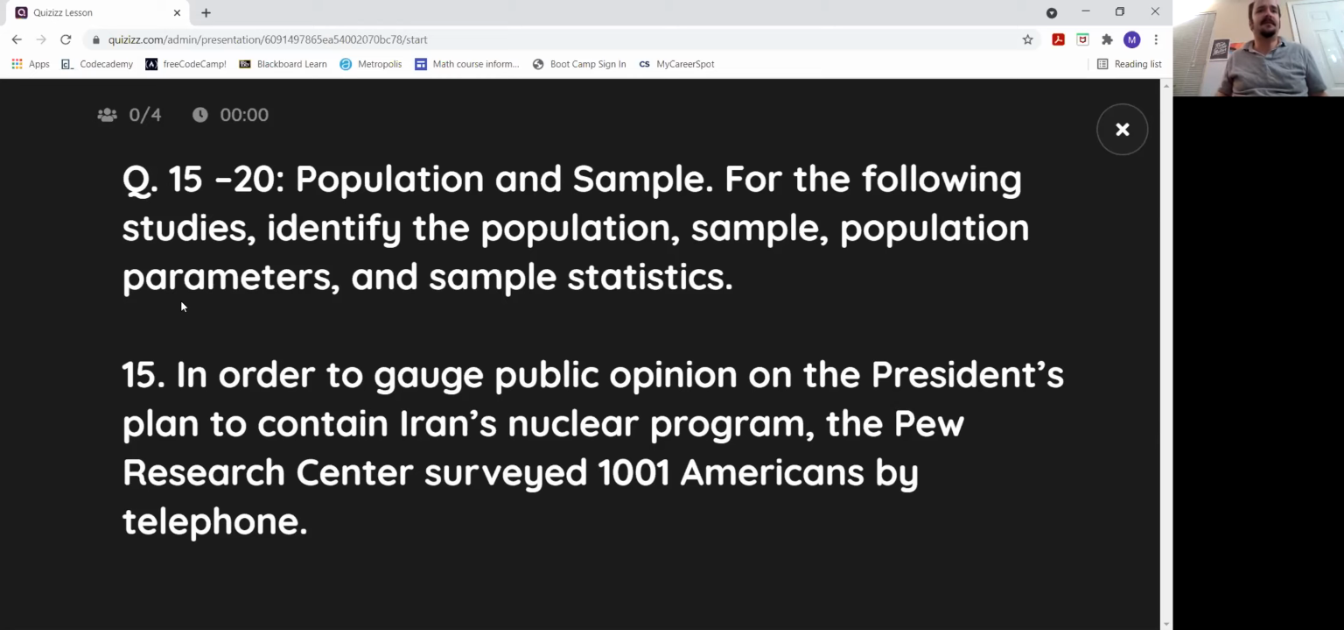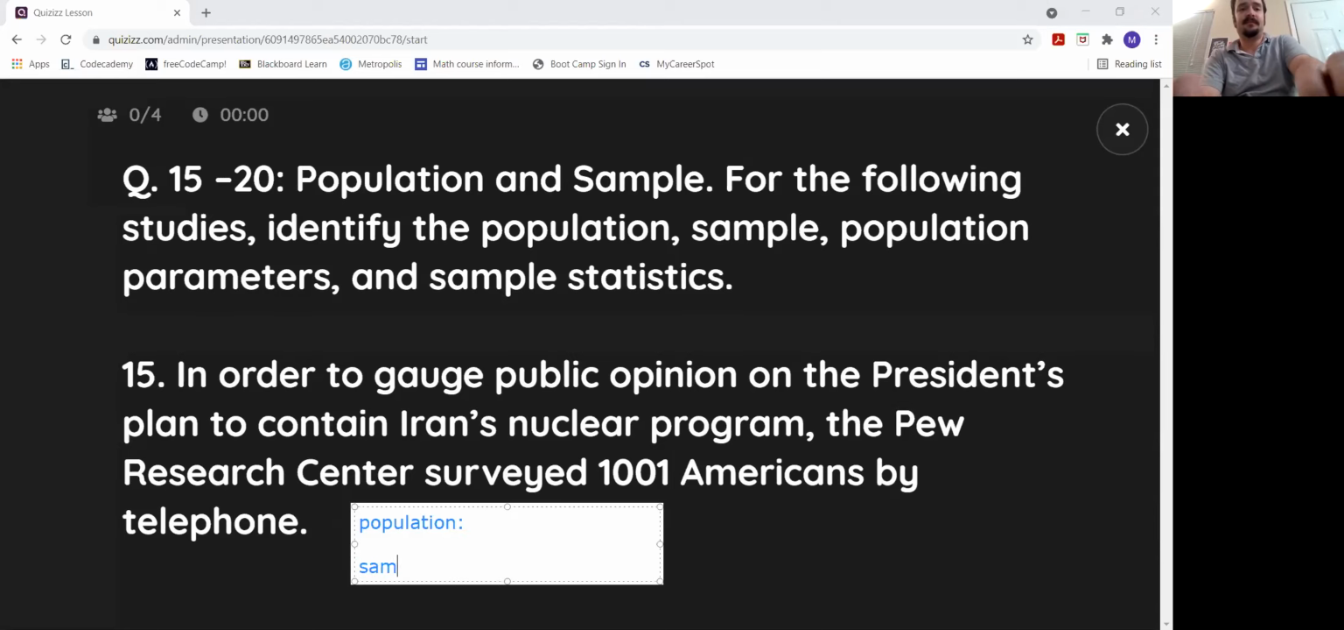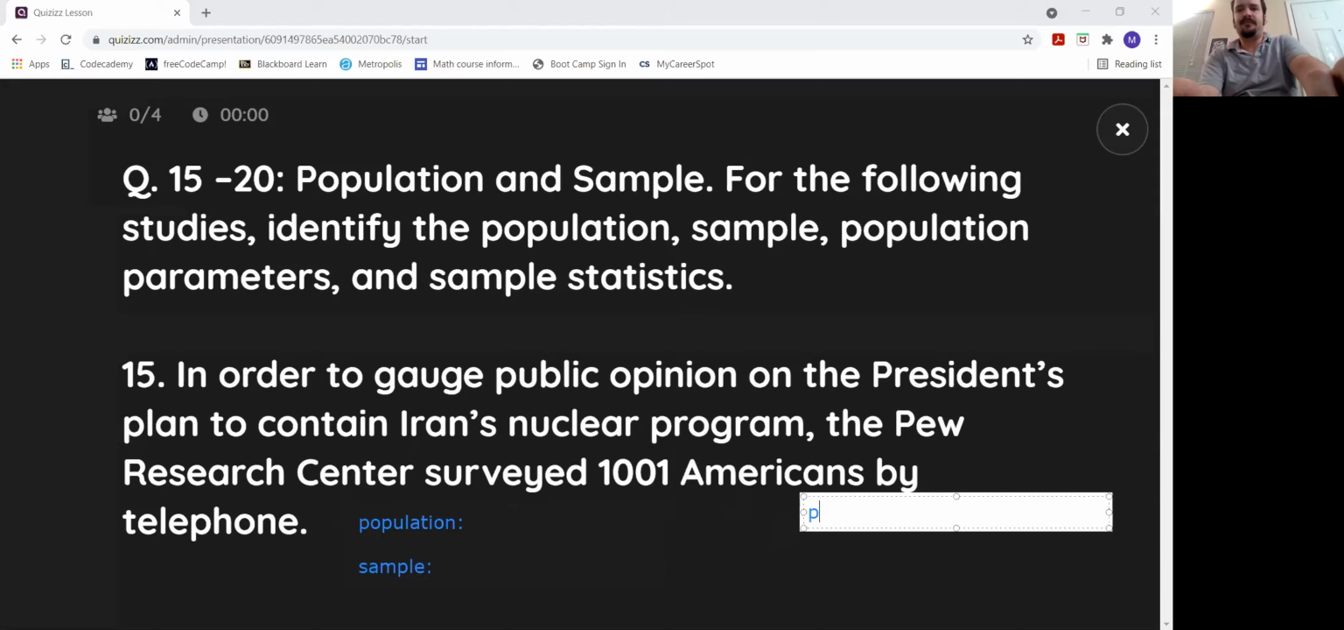Population and sample size for the following studies. Identify the population, sample, population parameter, and sample statistics. Okay. So we got 4 things we need to answer. What's the population? What's the sample? What is the population parameter? And what's my sample statistic?